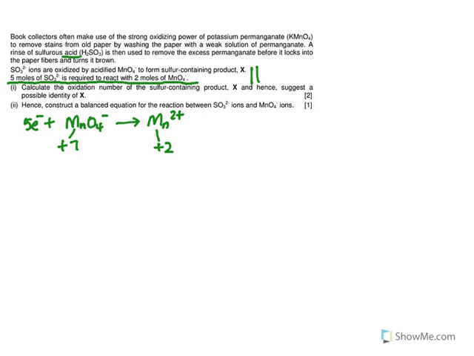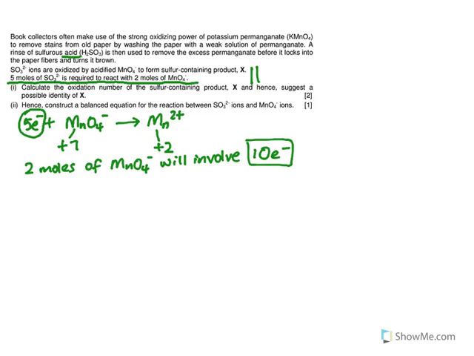ion. So we know that 2 moles of manganate ion will involve 10 electrons. You know why, right? Because we link up with this 5 electron. So 2 moles will involve 10 electrons. We are just interested in the number of moles of electrons. That's very important.